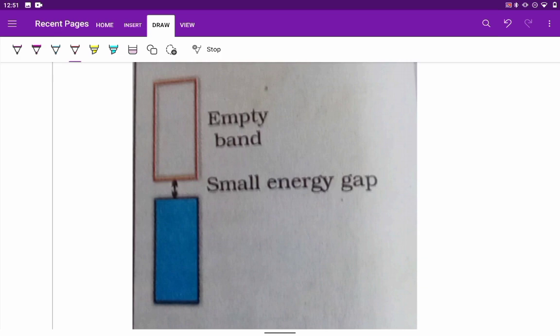But we find that the conductivity of intrinsic semiconductors is very low, too low to be of any practical use. So their conductivity can be increased by adding an appropriate amount of suitable impurity. This process is called as doping. So the conductivity is increased by adding an appropriate amount of suitable impurity. This process is called as doping.